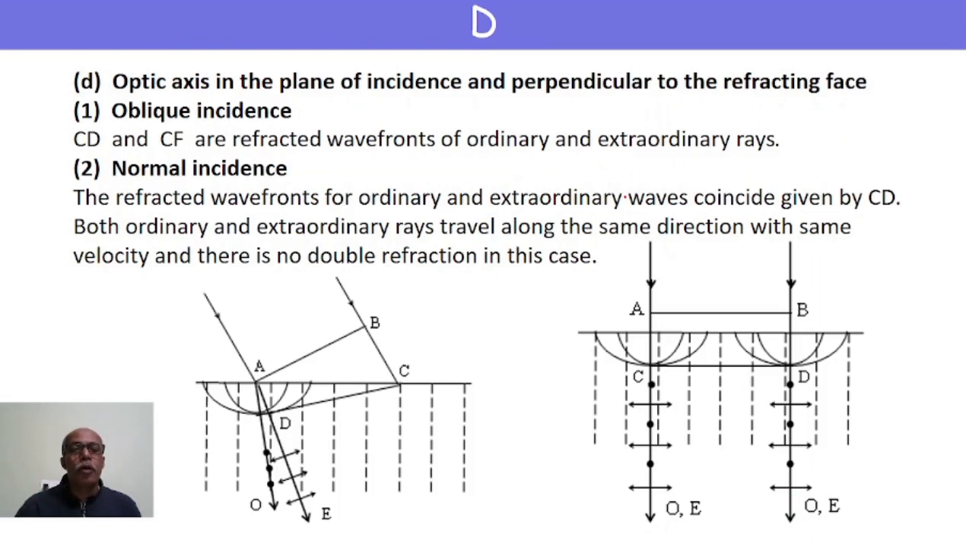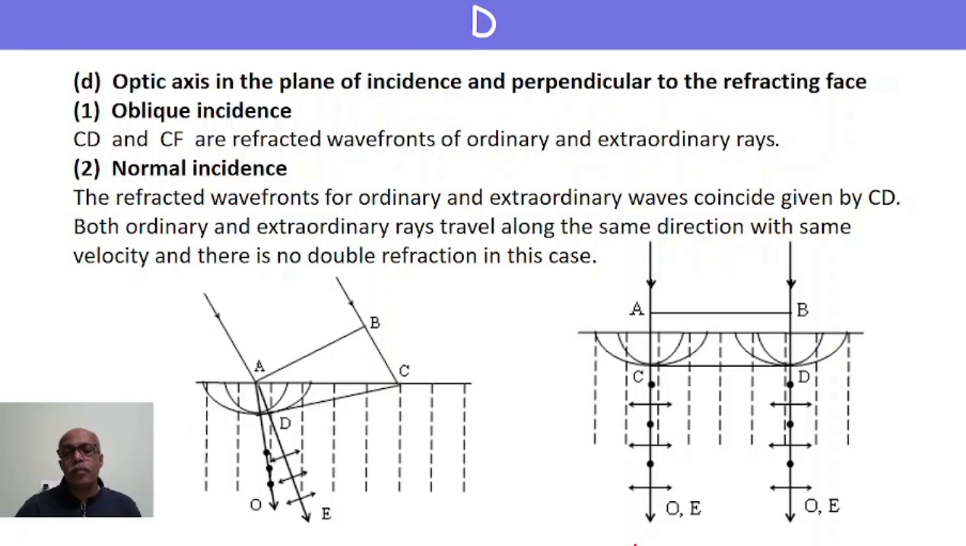Now coming to the optic axis in the plane of incidence and perpendicular to the refracting surface. This is my refracting surface. The optic axis is perpendicular to the refracting surface and is in the plane of incidence. For oblique incidence, you can see clearly there is double refraction. But for normal incidence, both the rays, ordinary and extraordinary, travel with the same speed in the same direction. In the sense, there is no double refraction.